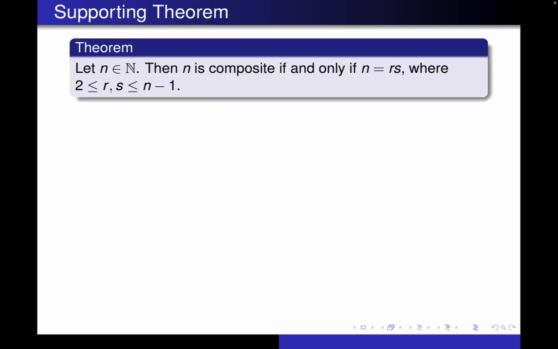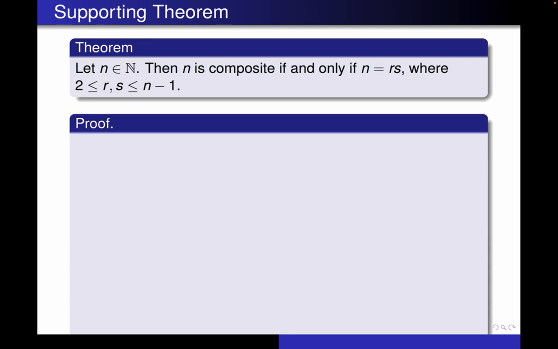All right, so our supporting theorem is going to say that n is composite if and only if you can factor n into two factors, r and s, where each of those factors is between 2 and n minus 1. Now, intuitively, this makes sense, but this doesn't follow directly from the theorem or from the definition. We actually have to prove this. All right, so here's the proof.